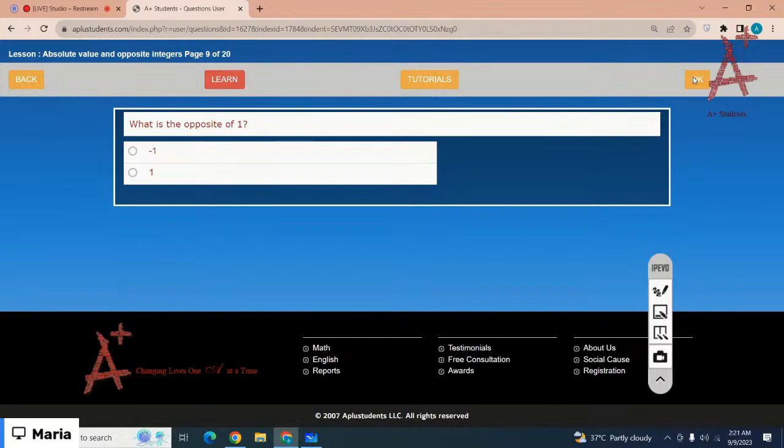What is the opposite of 1? Which is the correct option? Yes, opposite of 1 is negative 1. It is negative 1. Very good.